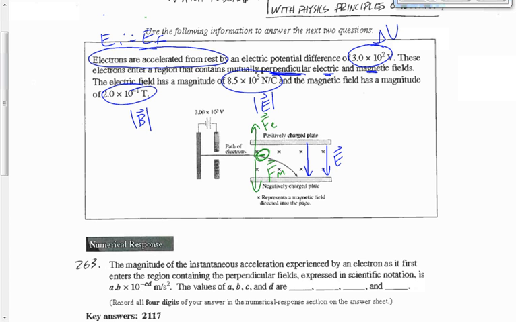The magnitude of the acceleration experienced by the electron as it first enters the region. In other words, where I have it drawn there, I've just kind of gotten lucky with where I have it drawn. At that point where I have it drawn, what's the acceleration? Well, how are we going to do that? How are we going to find that acceleration? Anyone? Riley?